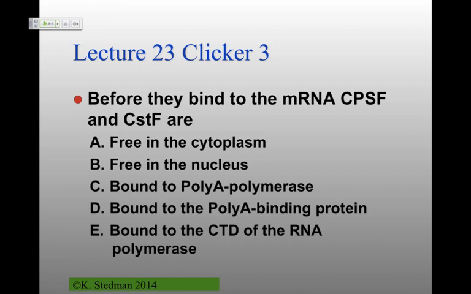So in our last clicker question of the term, before they bind to the messenger RNA, CPSF and CstF are free in the cytoplasm, free in the nucleus, bound to poly-A polymerase, bound to the poly-A binding protein, or bound to the CTD of the RNA polymerase.